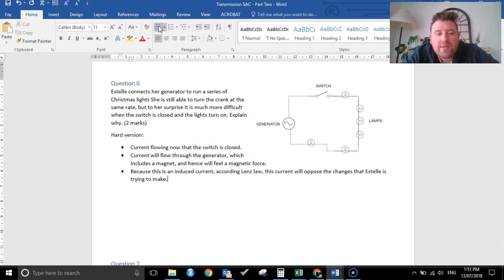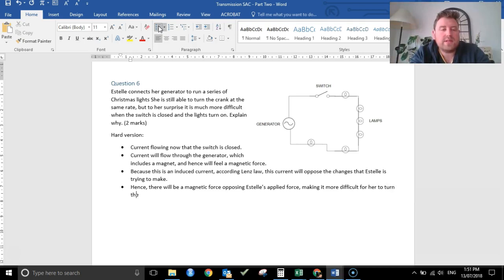Okay, so we're going to say closing the switch is going to allow a current to flow. That current is going to flow through the generator itself, and hence it's going to feel a magnetic force. And then we say, well, does that magnetic force help us or does it hinder us? And we say, well, Lenz's law tells us that it's always going to hinder us. It's always going to be against us. Hence, there will be a magnetic force opposing Estelle's applied force, making it more difficult for her to turn the crank.